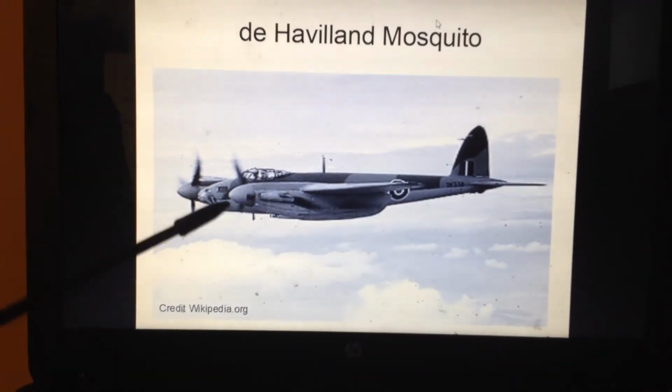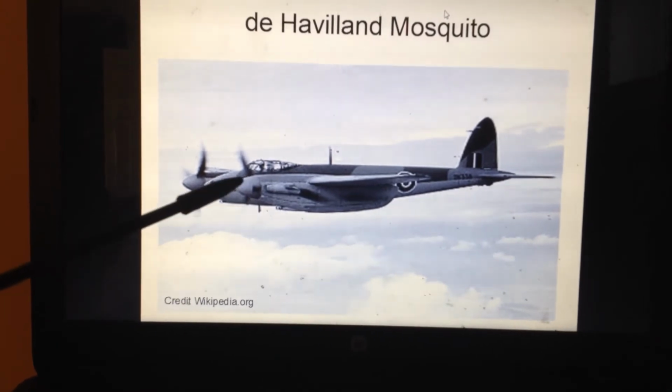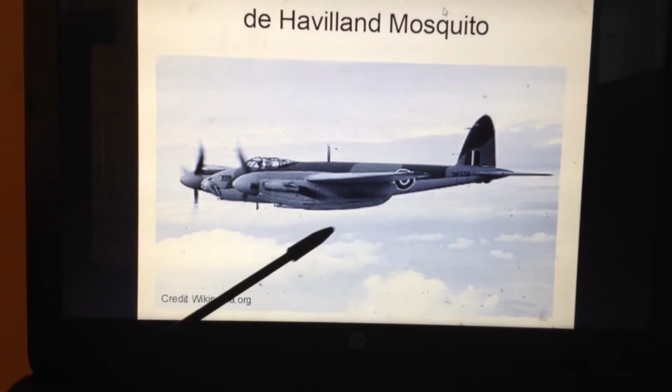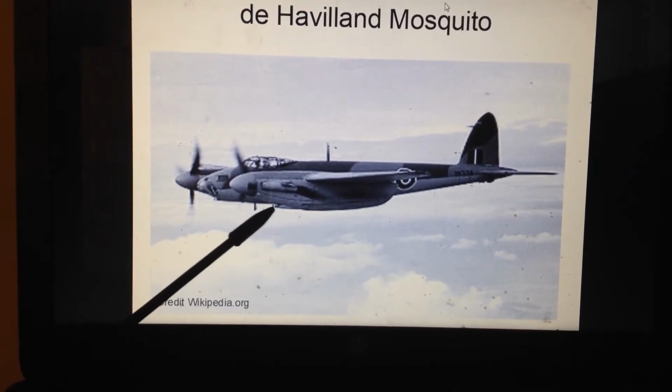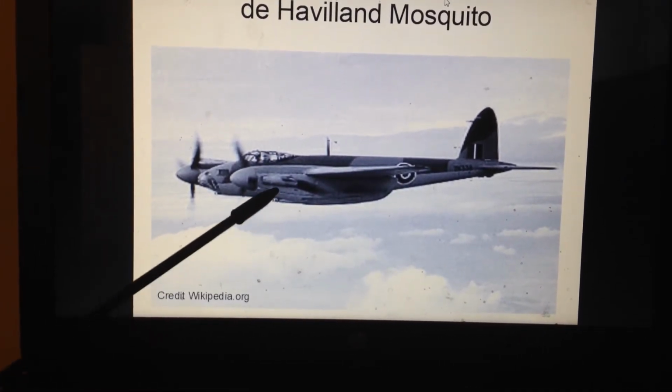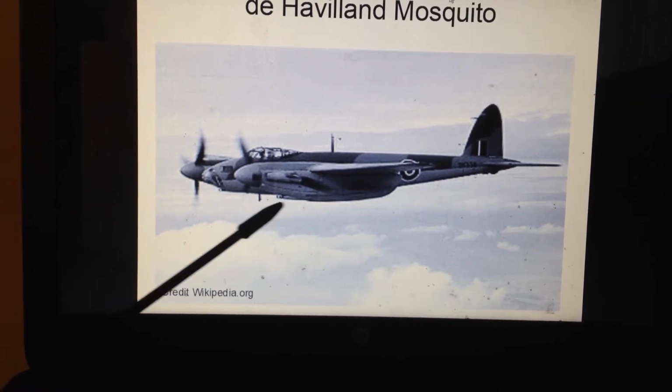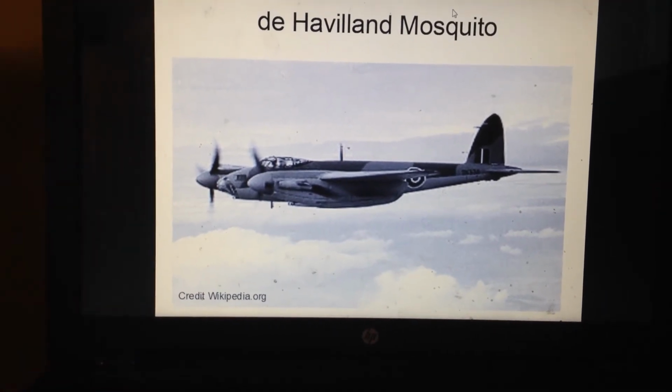Next we have the de Havilland Mosquito, which is kind of like the British equivalent of the P-38 Lightning. So this was used for aerial reconnaissance, bombing, and fighting. Now, a cool thing about the de Havilland Mosquito is that it was almost exclusively made of wood.